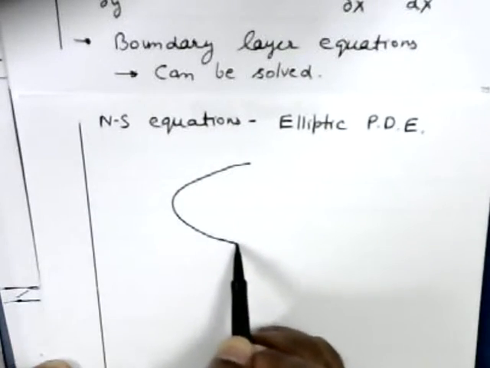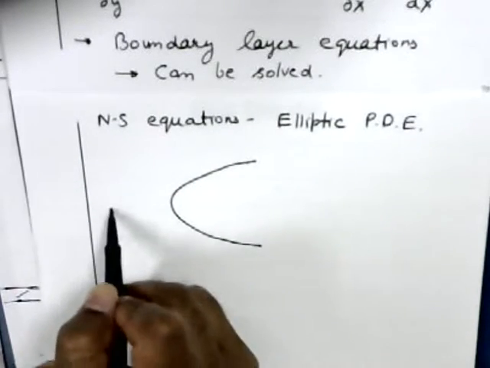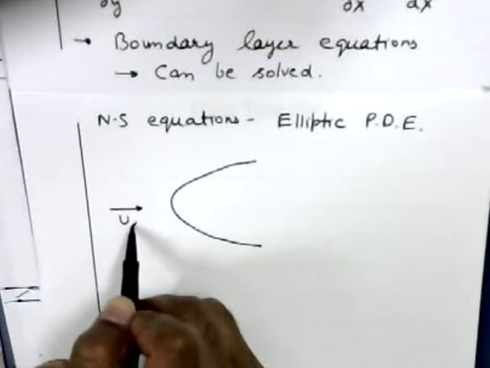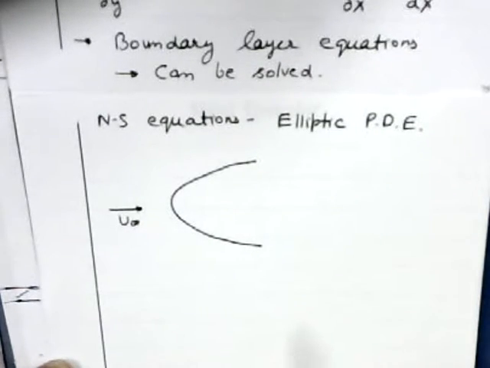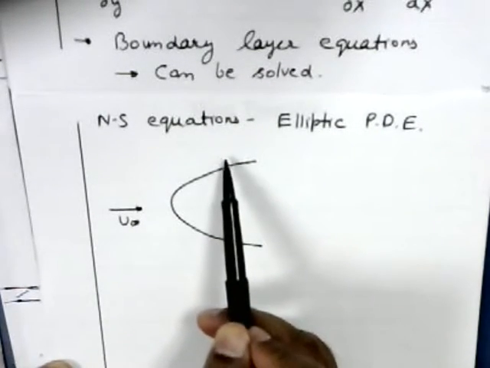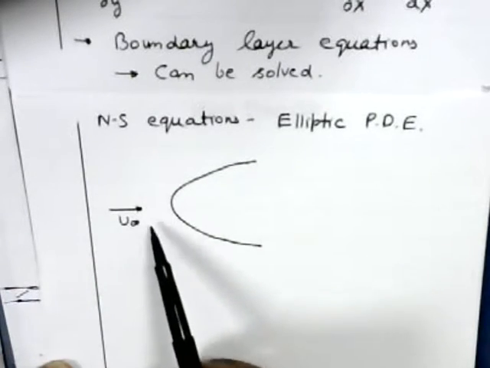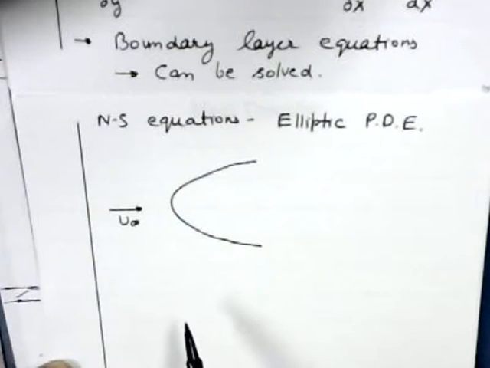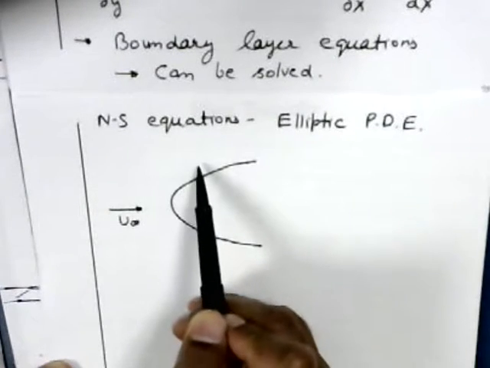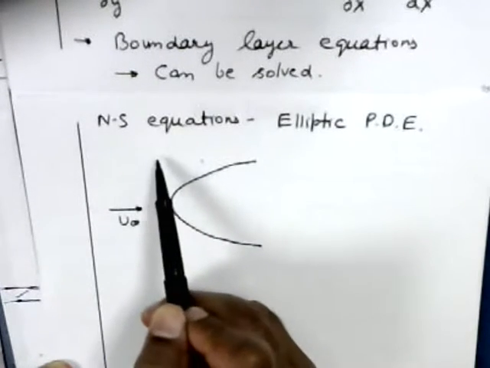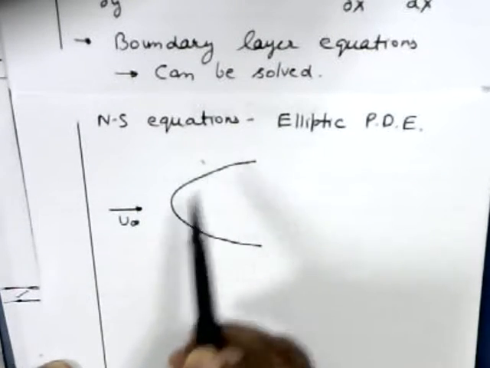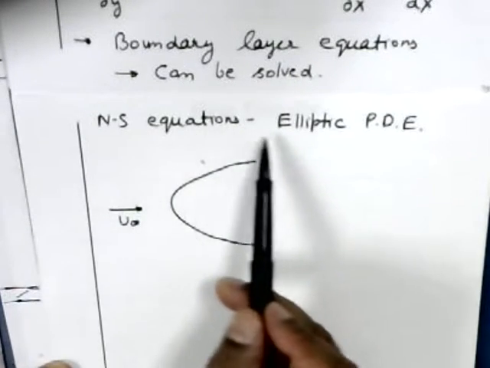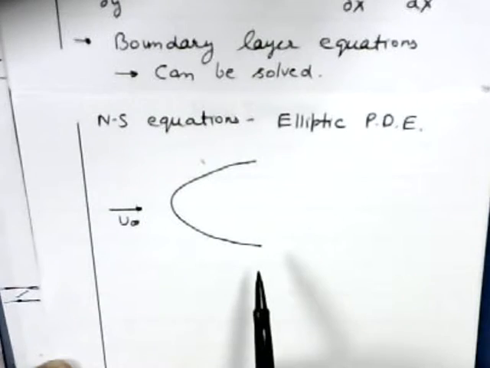Okay, let's say flow over this. When you have an elliptic equation, the solution at any point in the domain is influenced by the solution at any other point in the domain. Okay. So this point is influenced by this and also this. And that is why we have to solve over the entire domain simultaneously.